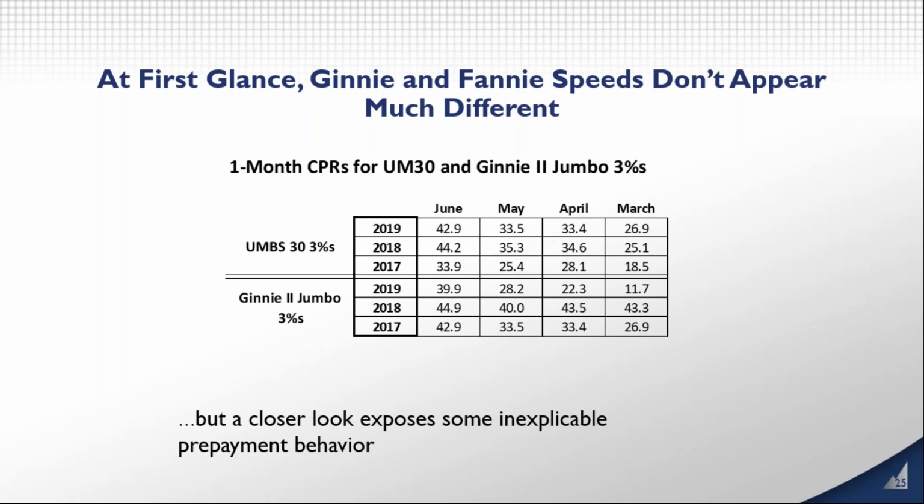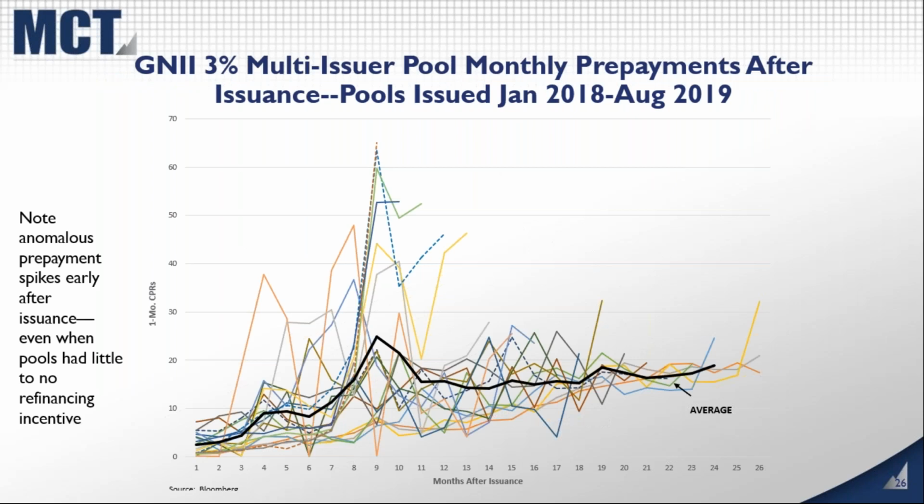But when you look at the prepayment behavior of, say, the Ginnie sector over time, you get a very odd pattern. What this is telling you, these are the multi-issuer pools that were issued from January 2018 through August of 2019, the Ginnie 2 multi-issuer threes. And that period until like the summer of 2019 was a period of relatively high interest rates, and so most of the 3% pools spent much of their time being out of the money.